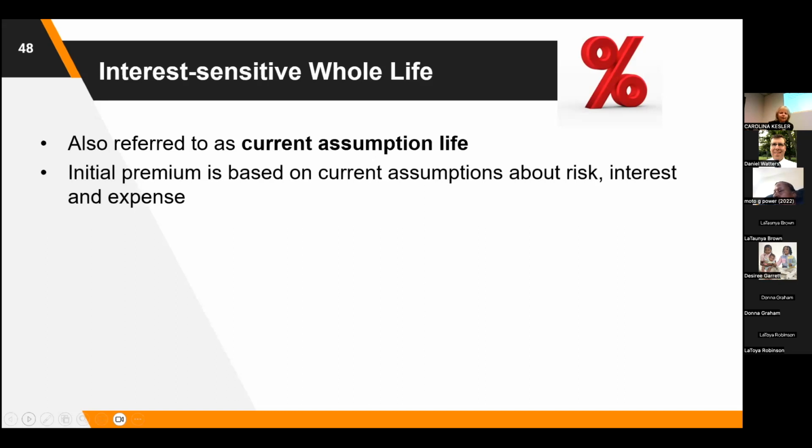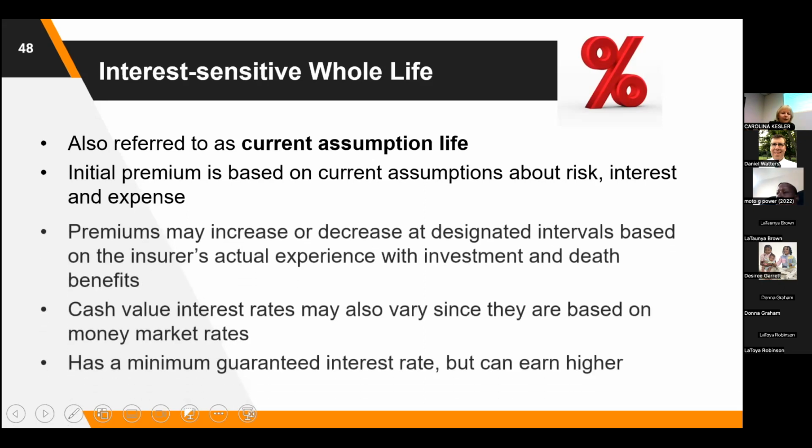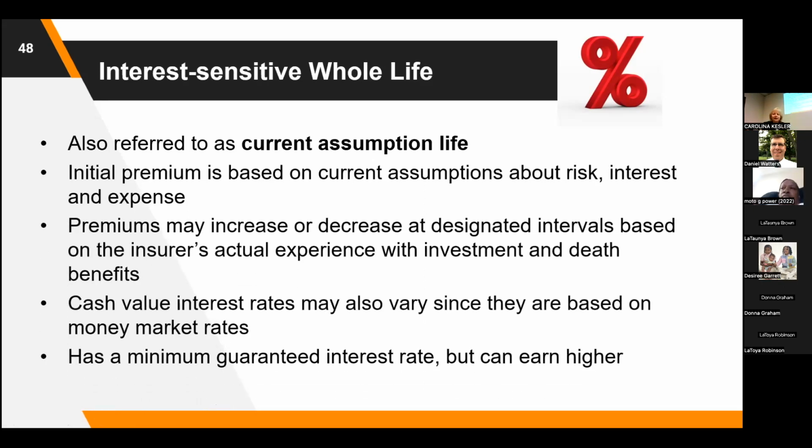So it's also referred to as current assumption life. The initial premium is based on the current assumptions about risk, interest, and expense. Premiums may increase or decrease at designated intervals based on the insurer's actual experience with investment and death benefits. The cash value interest rates may also vary since they're based on money market rates. It has a minimum guaranteed interest rate, but can earn higher. That's one of the other answers: can earn higher. So if you see that, choose it, right?